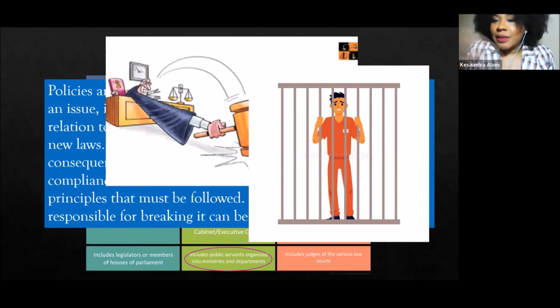I hope you understand a little bit about the difference between laws and policies, and that you continue to fight for policy priorities in the Caribbean. Thank you.